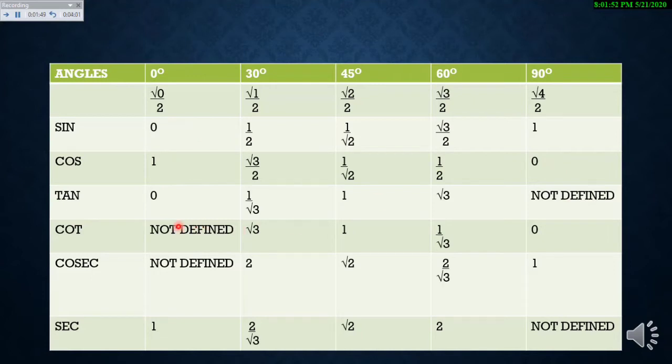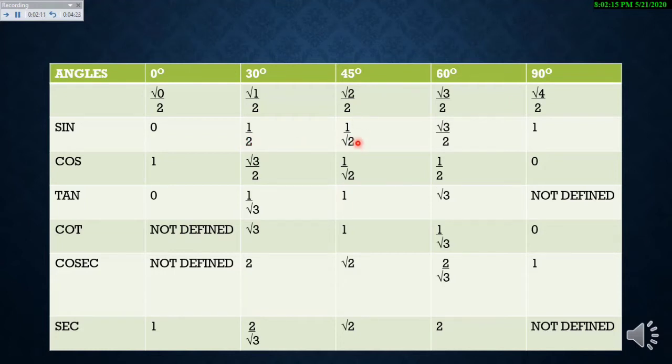Okay. So what is tan? Tan is sine by cos. 0 by 1 is 0. 1 by 2 divided by root 3 by 2 becomes 1 by root 3. Sine 30 is 1 by 2, cos 30 is root 3 by 2. So tan 30 becomes 1 by root 3, as the denominator 2 here and the denominator 2 in sine 30 cancel each other.